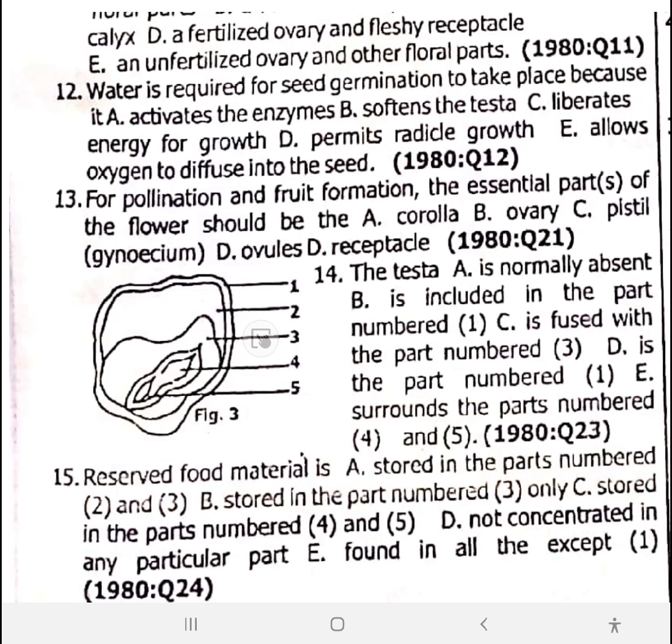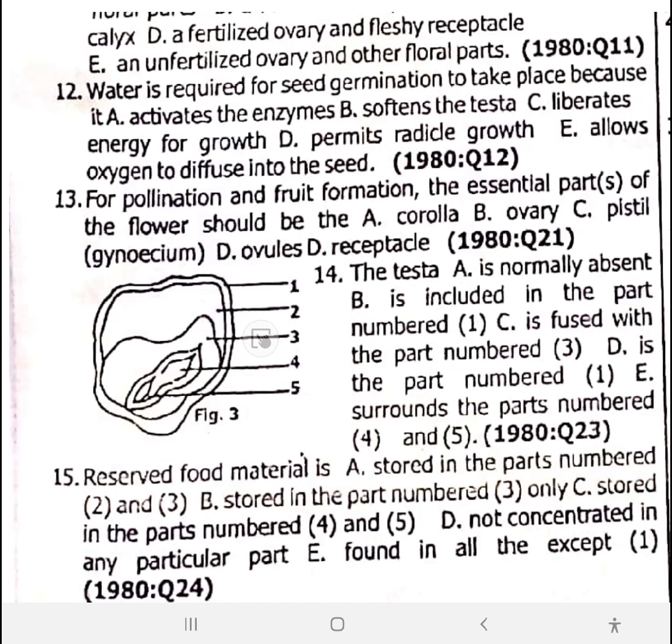Continue writing. Essential part of a flower: gynoecium, which is spelled G-Y-N-O-E-C-I-U-M. Gynoecium, or pistil, or carpel. It could be called gynoecium, carpel or pistil. It is the female part of a flowering plant. So the female reproductive part of a flowering plant is called gynoecium.